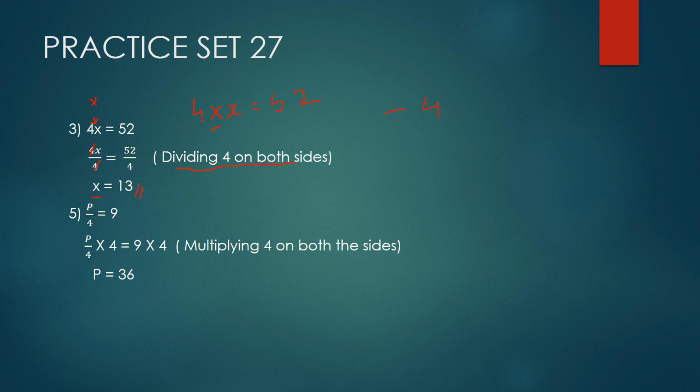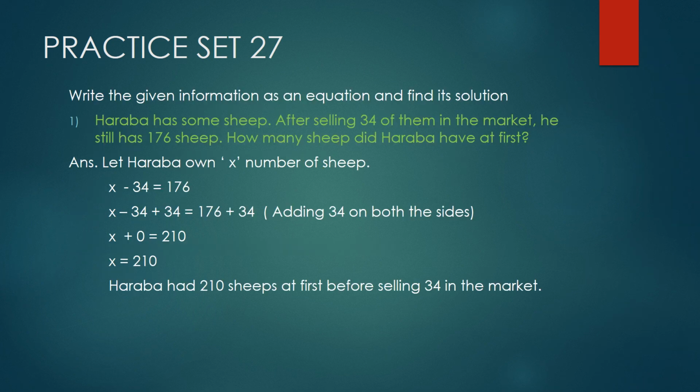Now the next sum, p upon 4 is equal to 9. Okay. So what is this sign called? Isn't it division? Right. It's division. So what is the opposite sign of division? It is multiplication. And what is the number beside the sign? It is 4. So what do we have to do in this case? We have to multiply 4 on both the sides. Okay. So p upon 4 into 4 is equal to 9 into 4. Into means multiplication. So again 4 ones are 4. We are left with only p here. And what is 9 into 4? It is 36.